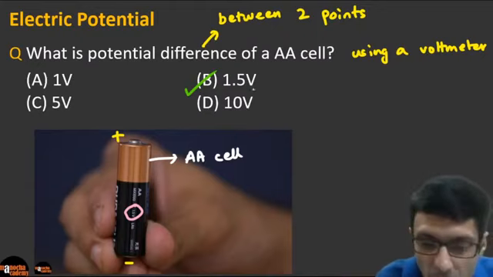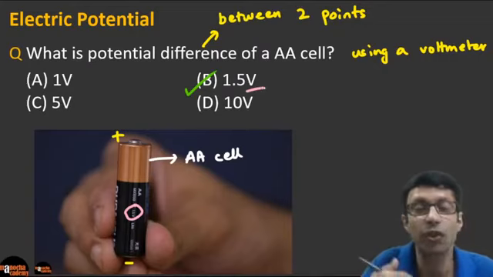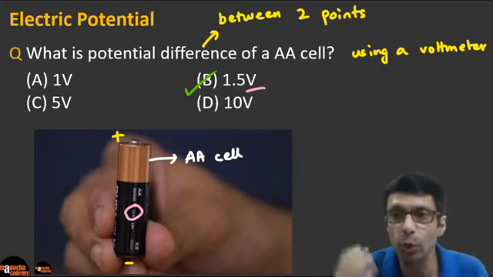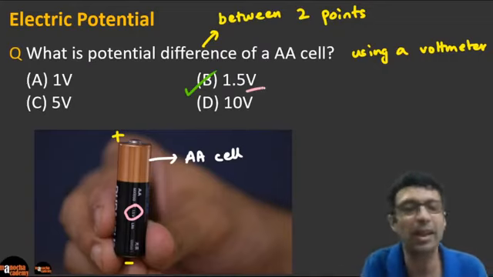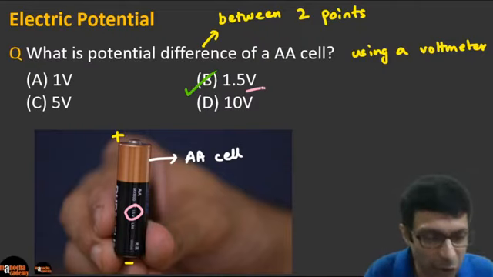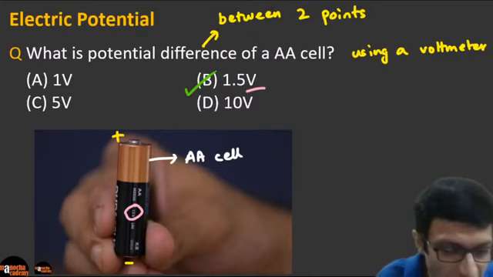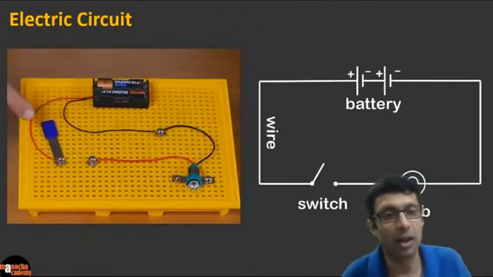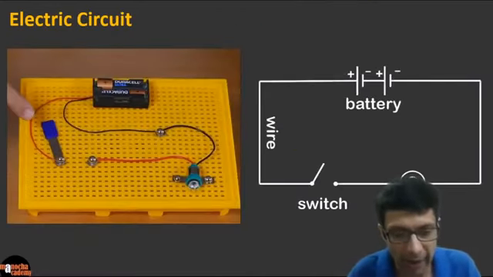And remember, volt is the unit of electric potential. The one who's doing the work, who's pushing the electrons in the circuit, who's responsible for the flow of electric charge. Awesome, guys. Now let's talk about this concept of electric circuit.